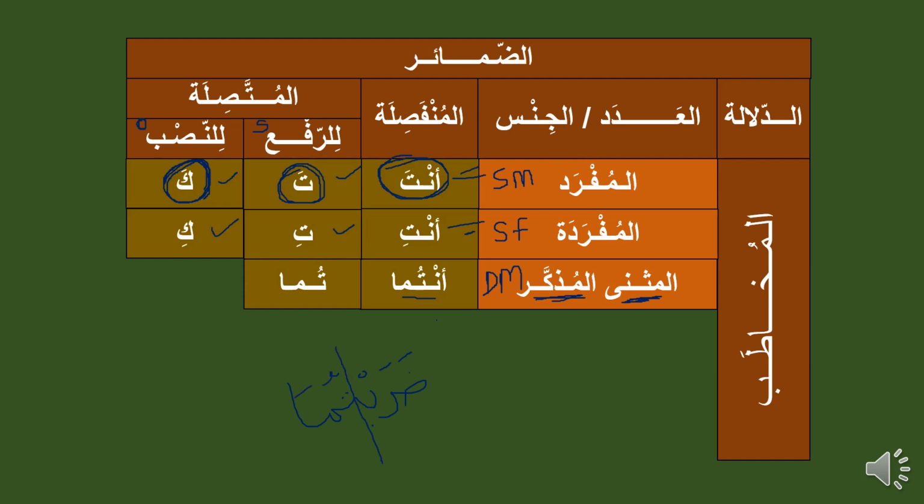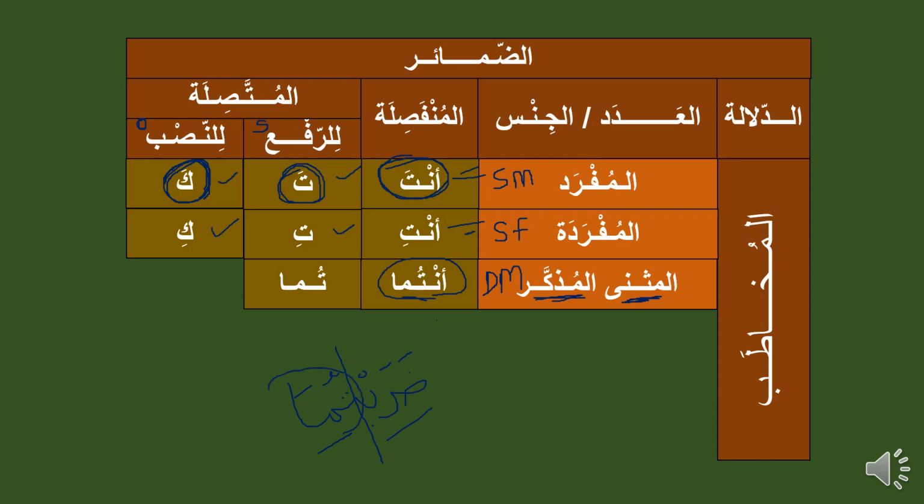So this is the verb, and this is the attached pronoun. Tuma cannot be used singularly, like we want to use it separately. We want to say tuma toliban, both of you are students. No, you are going to say antuma toliban. So if you want to use it in an attached form, you say tuma, like dorabtuma. I hope you get that.